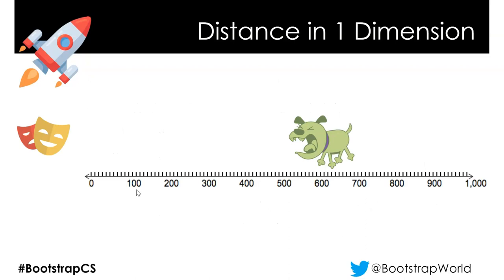All right, so let's think about distance in one dimension, either left and right or up and down. So there's our danger dog, here's ninja cat. They are a certain distance away from each other. Here's a little number line for reference that starts at 0, goes to 1,000 in this case. Ninja cat's center is about at 240. Danger dog's center is about 630, 640, something like that, right? All right.